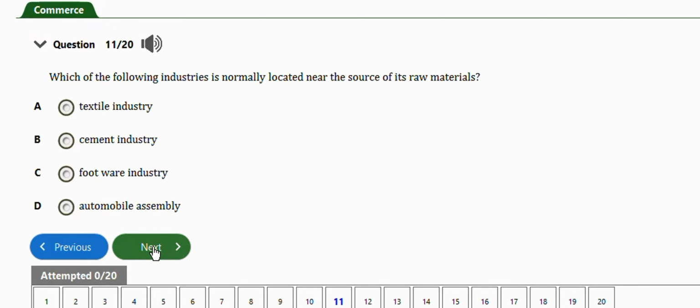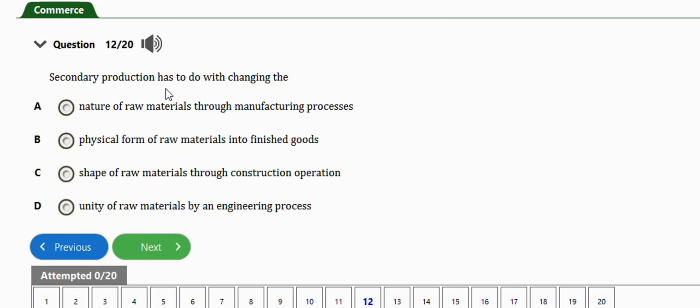Next question. Which of the following industries is normally located near the source of its raw material? It's the cement industry, guys, option B. Next question. Secondary production has to do with changing the physical nature of raw materials through the manufacturing process. The right answer is option B, changing the physical form of raw materials into finished goods.